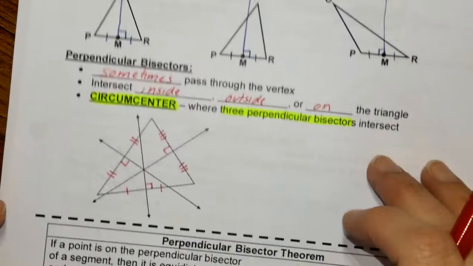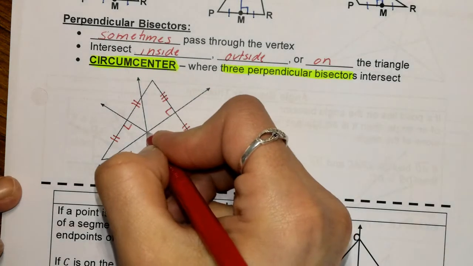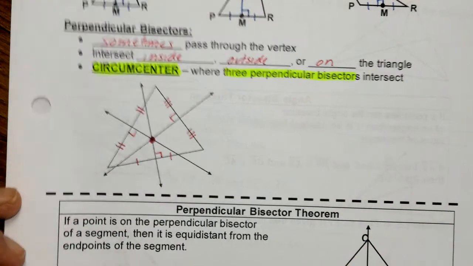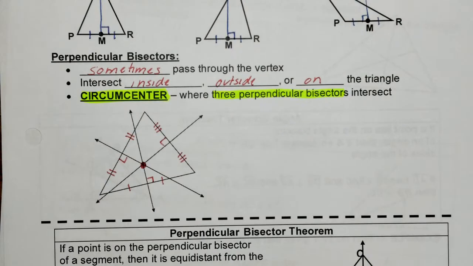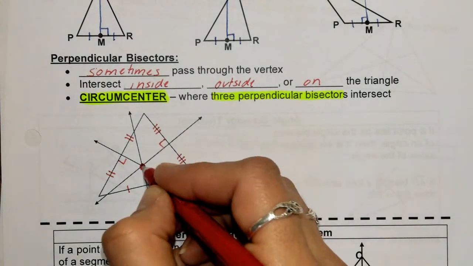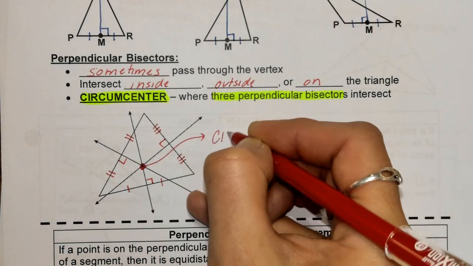Okay? And then where all three of them intersect, in this case, the intersection is going to be inside. This right here is our circumcenter.